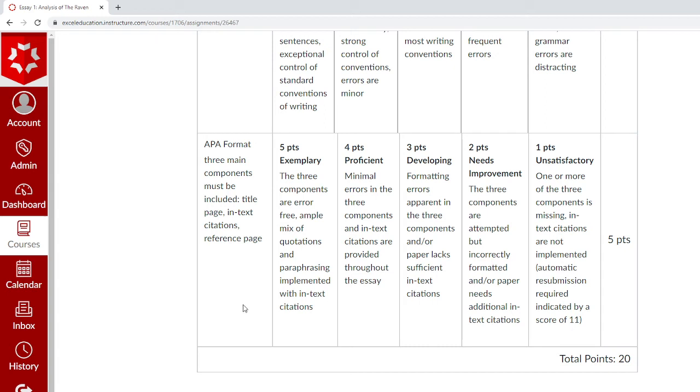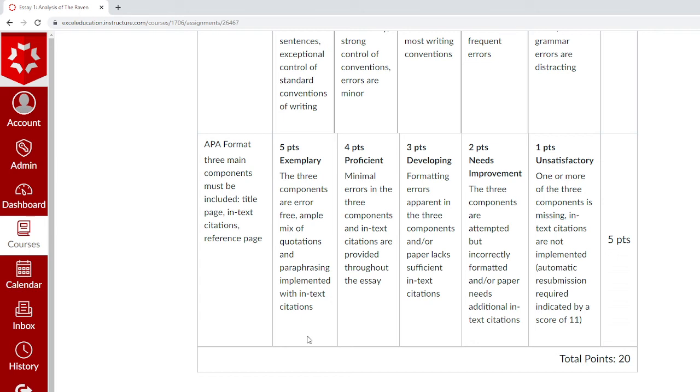Now, if you have at least all 3 elements of APA formatting, even if they're a little off, you can score the needed 2 in this category. However, if you want a higher score, a 3 or 4 or a 5, you're going to want to be sure that these 3 elements are not only in the essay, but that they're done correctly as well.